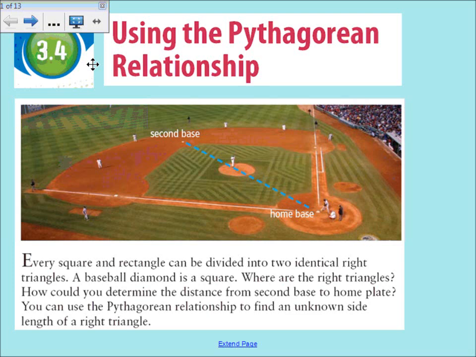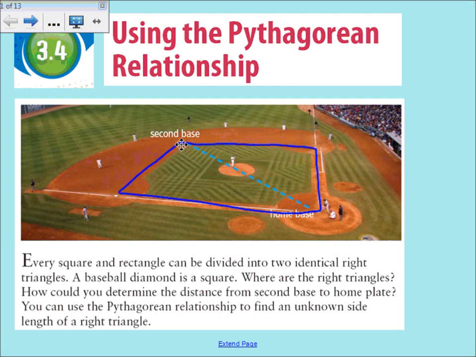So this is 3.4, using the Pythagorean relationship. Every square and rectangle can be divided into two identical triangles. A baseball diamond is a square. So we can see the square right here. We draw from base to base, around all the bases.